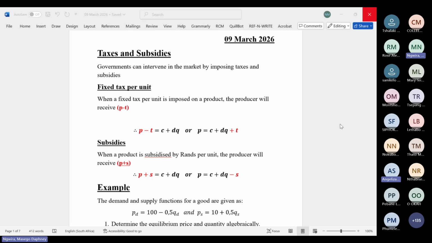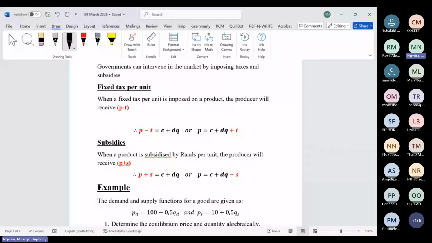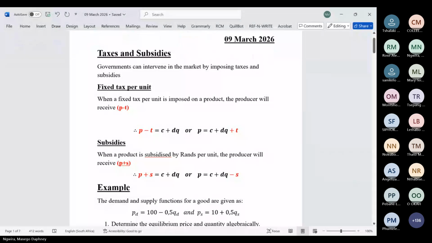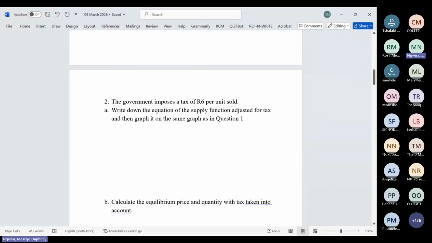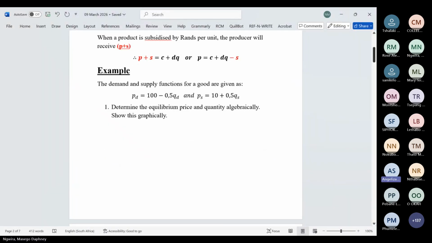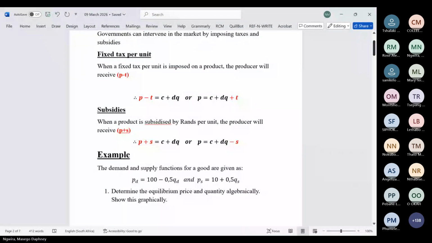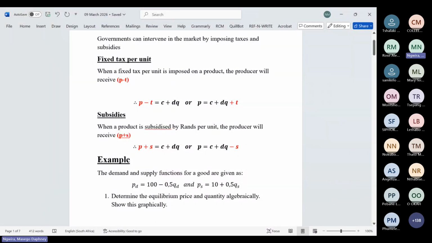Or you can take T to the other side. T is for tax, by the way. As I was saying, you can use either this formula or P equals C plus DQ plus T. These two formulas are the same. They just simply took T to the other side. That's why it's plus T.